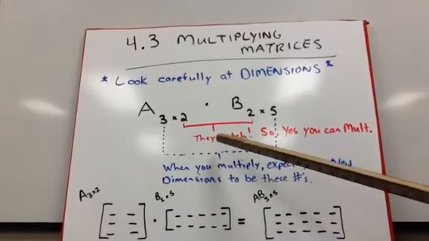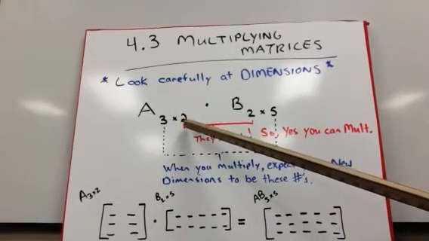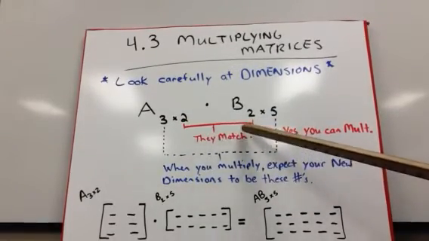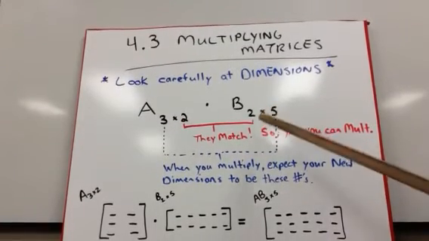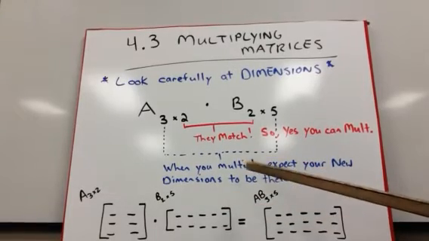In red, you notice I put a little note here that they match. So the columns of A and the rows of B, if they match, these two inside numbers, then you are allowed to go ahead and multiply. However, if they were not matching, then you would just say not possible, and you stop and move on to the next problem. That's kind of nice when that happens, but right here it works, so we want to move on.